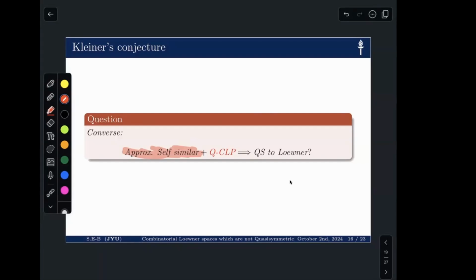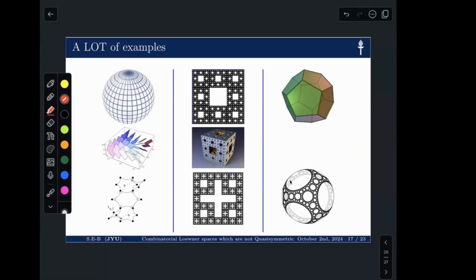This was open since 2006, and there hadn't been really a lot of progress about this. But what's interesting, just to reinforce an interest in this question, is that there are not so many spaces where we know that they are quasisymmetric to Loewner, or where we can answer this nice metric question. But in this combinatorial Loewner case, there are lots of cases. So there are all these cases where we know this.